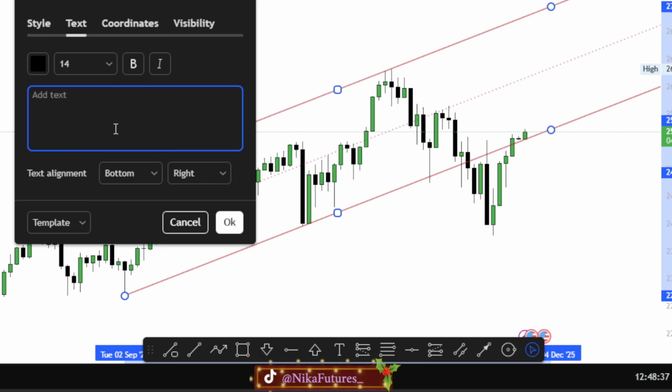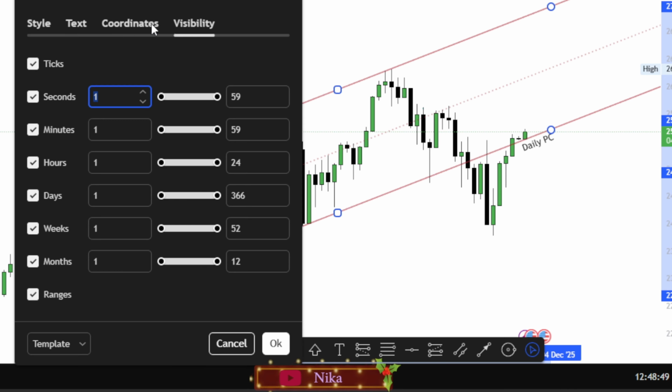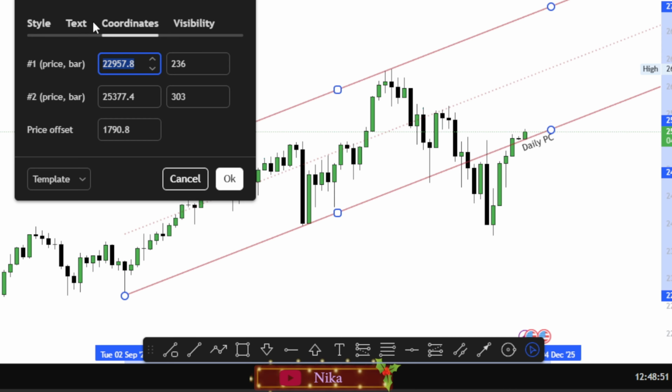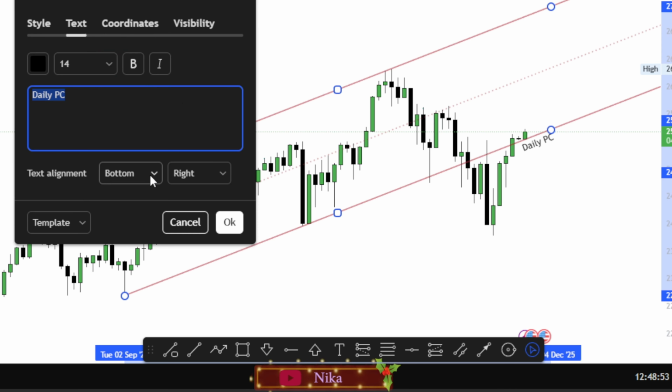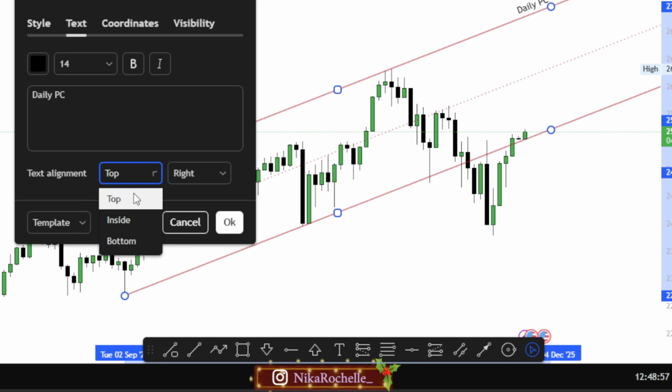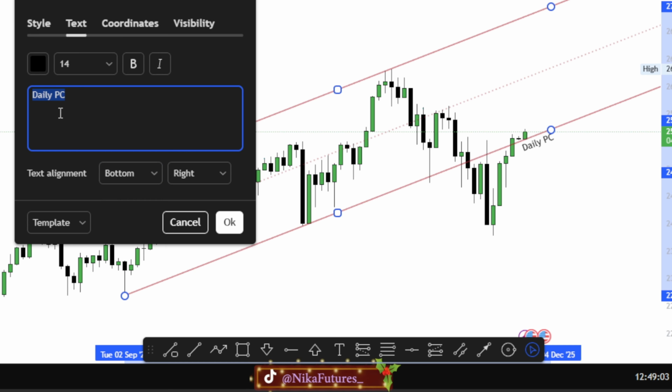You can also put text in it, whichever you may see fit for you. So you can put daily parallel channel. You can do that. You can do coordinates. I don't mess with coordinates, but if you're into that, you can do that. And that's pretty much it. And you can put the text inside it, the top of it, the bottom. However you see fit for you, you can do it. You can edit it to what works for you.